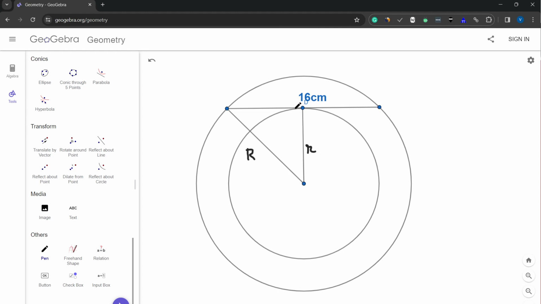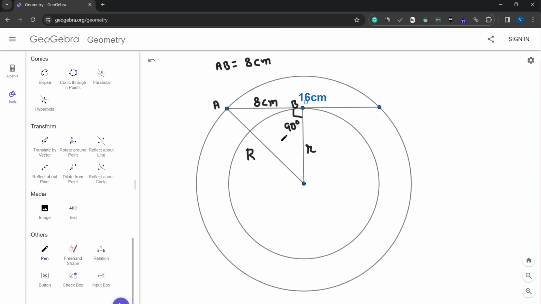And we also know that this would be a right angle triangle. So this is 90 degrees. Also, this line will bisect the chord, which means divide it into two equal parts. So if this point is A and this point is B, then AB will be 8 centimeters. All right, so this is 8 centimeters.